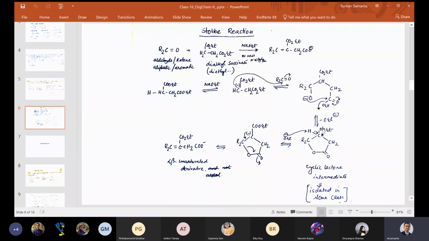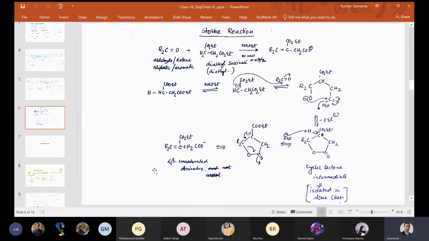Then what happens? There is a COOEt group, so this proton is acidic in nature. Again you have OEt minus in the medium. It picks up this proton to form a negative charge. This negative charge actually opens up this lactone again. So this double bond forms, and this lactone opens up to form this C double O negative. After protonation, you get basically H here. So it is the alpha beta unsaturated derivative of this succinic acid.